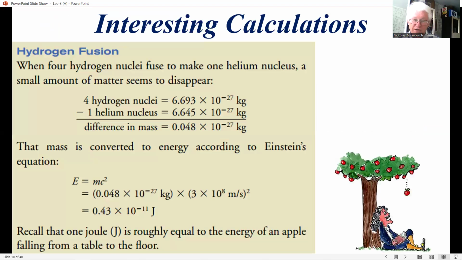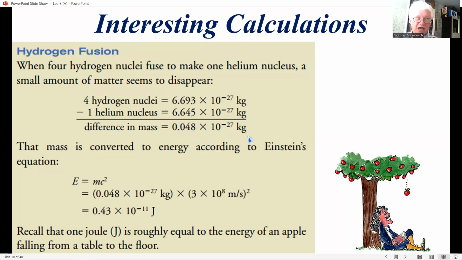When 4 hydrogen nuclei fuse to make 1 helium nucleus, a small amount of matter seems to disappear, and you can see it in this expression. 4 hydrogen nuclei have a mass of 6.69 times 10 to the power minus 27 kilograms, and 1 helium nucleus has 6.64 times 10 to the power minus 27 kilograms. We have the difference in mass in this case. It's very, very small, 0.048 times 10 to the power minus 27 kilograms.